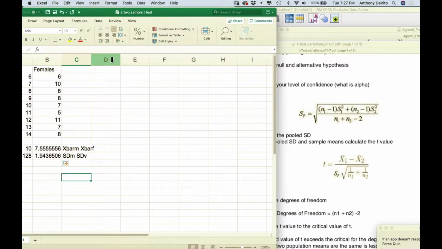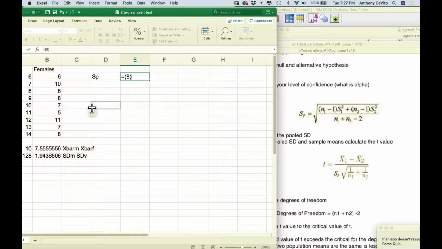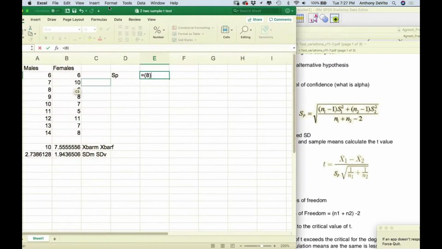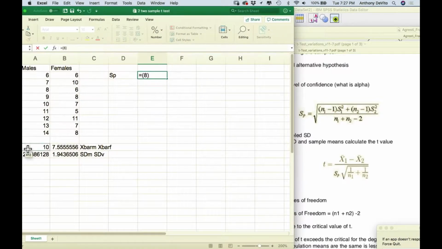Okay, so I'm going to calculate a pooled standard deviation. And that's going to be equal to, and I'm going to do the top of this equation first. It's going to be equal to the sample size minus 1, 8, times the standard deviation squared for males. We need to move this over just a little further. The standard deviation squared for males is this number. Whoops. Did I just do something wrong there?